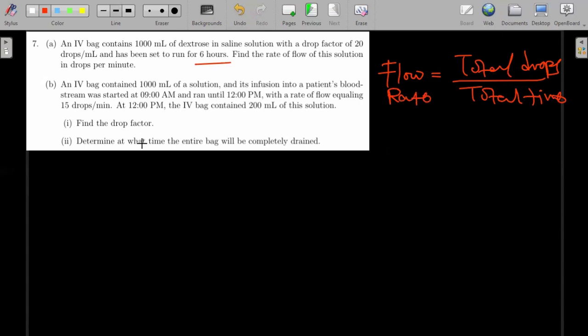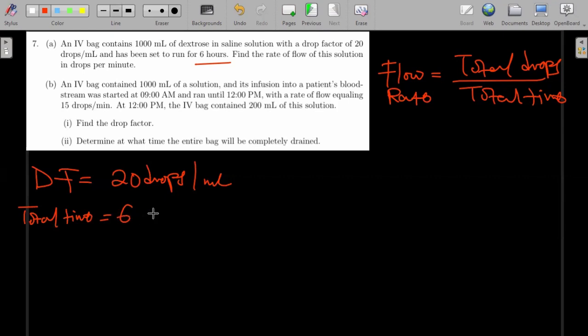So what we are going to do here is first organize what we've been given. We have been given that the drop factor, or just write DF, is 20 drops per milliliter, and has been set to run for 6 hours. So that is our total time, 6 hours. If we change it to minutes, it will be 60 times 6, which will give me 360 minutes. So my time in minutes is actually 360.